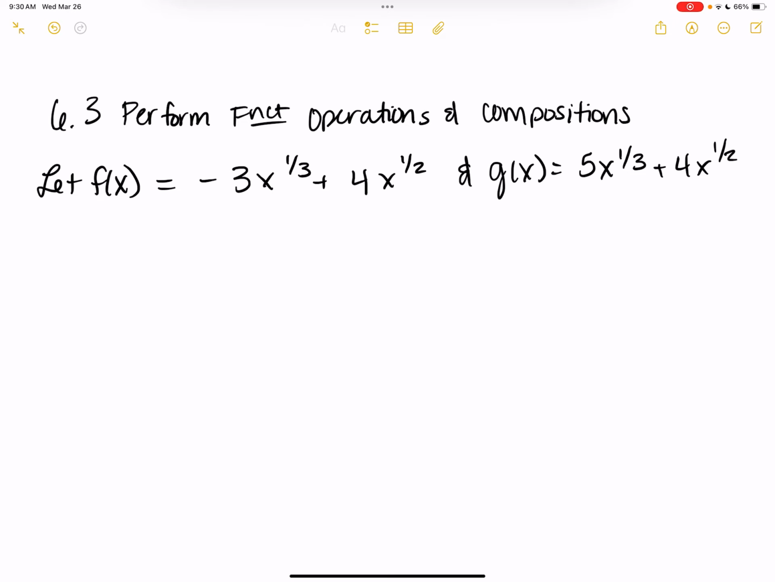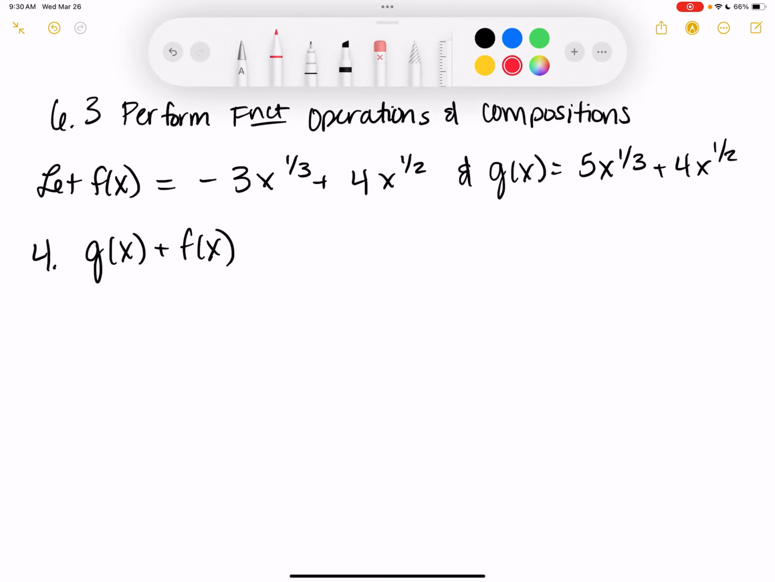Number 4. G of x plus f of x. So I'm adding the two functions together. So I've got 5x to the 1/3 plus 4x to the 1/2 minus 3x to the 1/3 plus 4x to the 1/2.